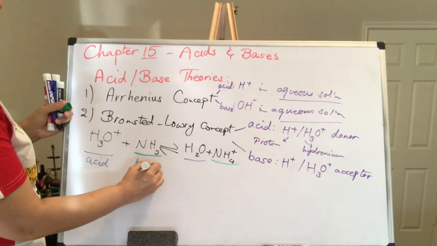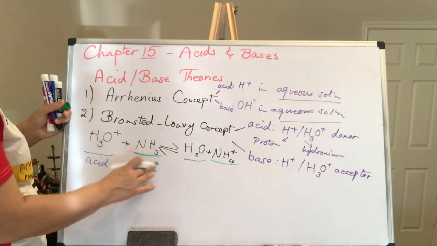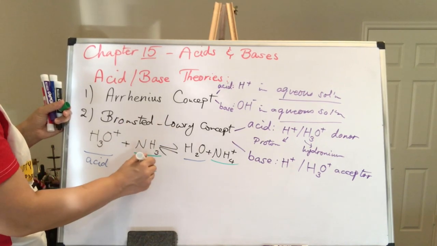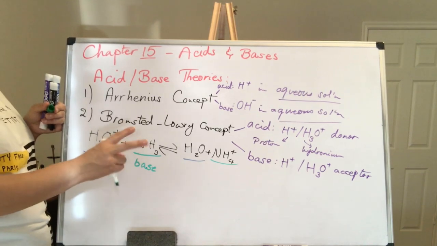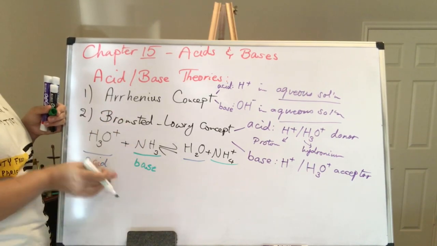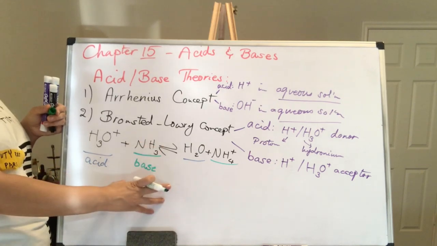If you have an acid on one of the sides, right or left, you should have one base. You cannot have 2 acids or 2 bases because if you have a donor, you should have an acceptor.